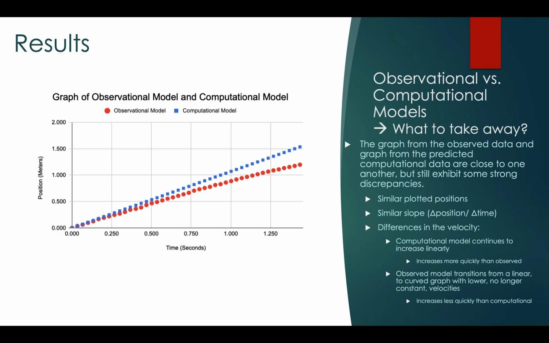Finally, let us discuss the results of the graph of the observational model and the computational model, and what to take away from this. The graph from the observed data and the graph from the predicted computational data are close to one another, but still exhibit some strong discrepancies. They have similar plotted positions and similar slope, but they do have differences in velocity. The computational model continues to increase linearly, while it increases more quickly than the observed. But the observed model transitions from a linear to a more curved graph with a lower, no longer constant velocity, and it seems to increase less quickly than the computational model.